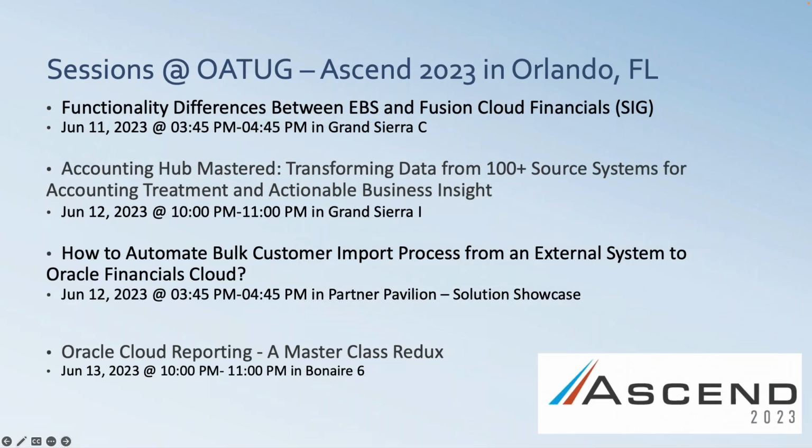Coming back to what Thomas said, that we would also be at Ascend 2023 in Orlando, Florida. I just put in a couple of the sessions that I think are either related to integration or related to the people who are part of this panel. The functionality difference between EBS and Fusion Cloud Financials, that's something that I am presenting on June 11th at 3:45. The last one, Oracle Cloud Reporting Masterclass Redux, is something that Thomas is presenting. And then the two in the middle are kind of related to integration. So I thought it might be a good idea to put them out there.